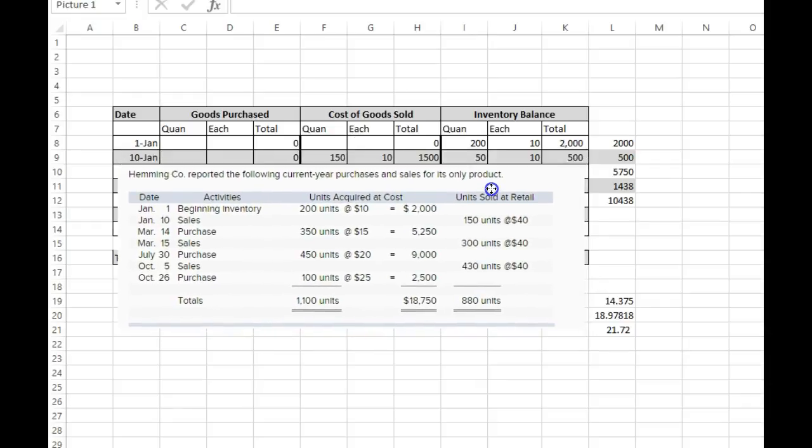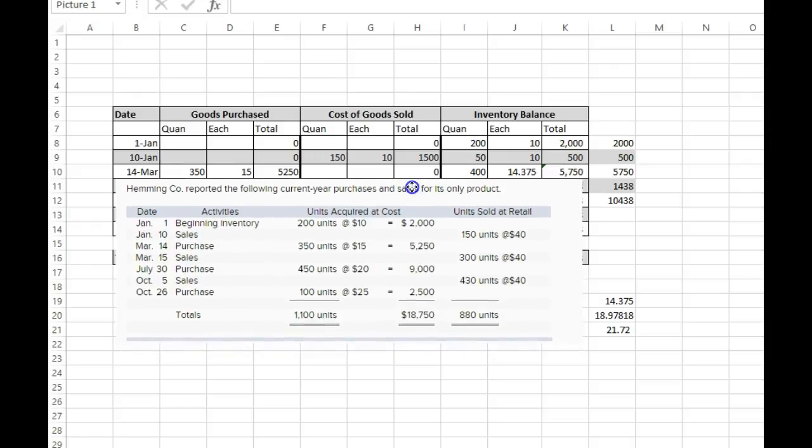On the 10th, we sold 150, and obviously it's going to be at $10, so 150 at 10. That means I had 200, I sold 150. I now have 50 left in stock, and they cost $10 each, so my inventory is at $500.